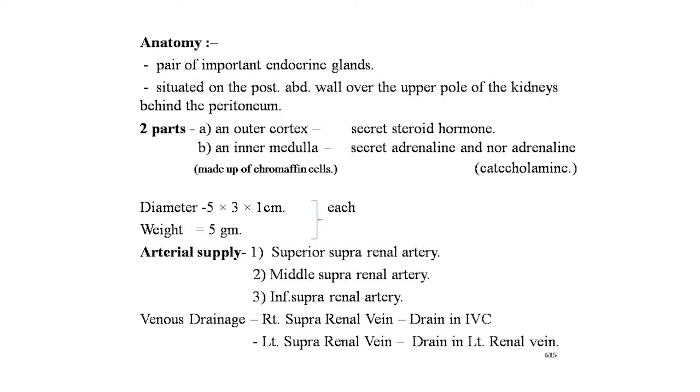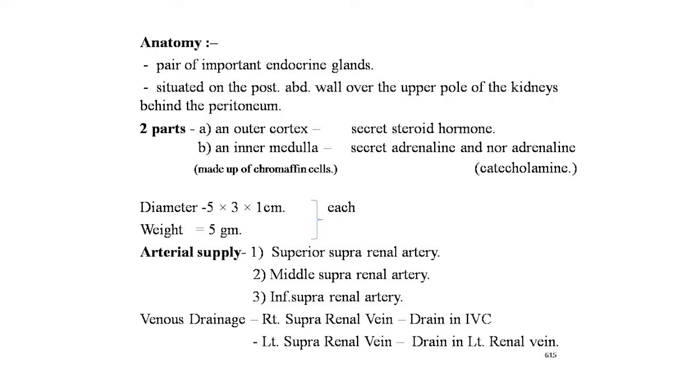There is a pair of important endocrine glands situated on the posterior abdominal wall over the upper pole of the kidneys behind the peritoneum. There are two parts of this gland: an outer cortex that secretes steroid hormones, and an inner medulla that secretes adrenaline or noradrenaline, the catecholamines, made up from chromaffin cells. The dimensions of this gland are 5 by 3 by 1 centimeter and the weight is about 5 gram each gland.